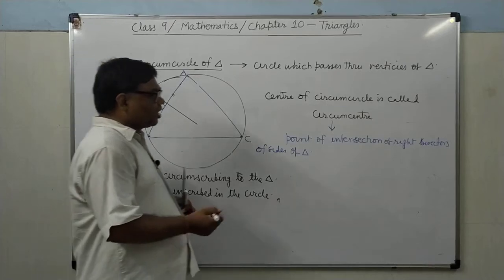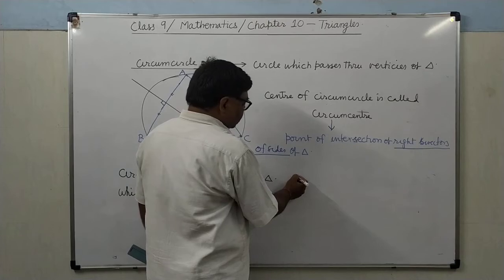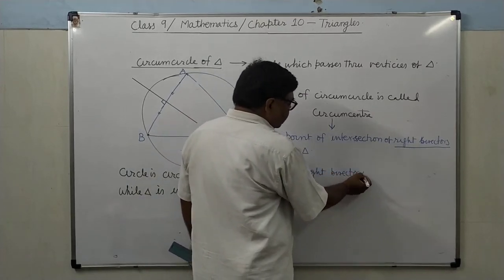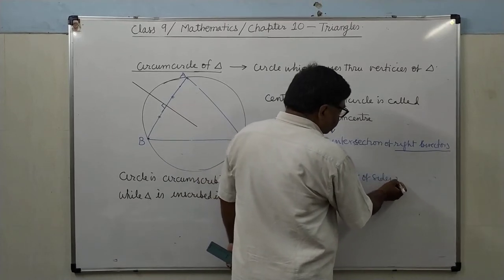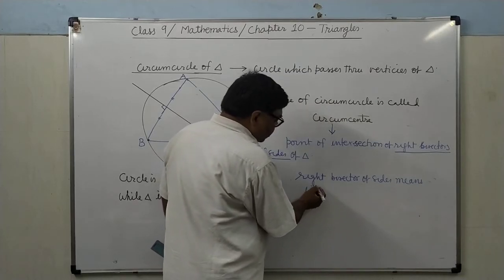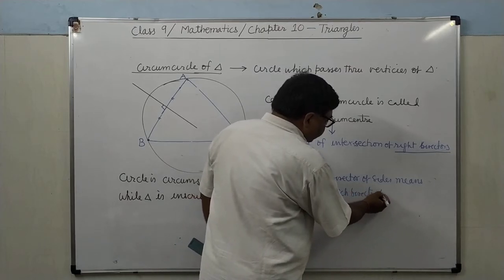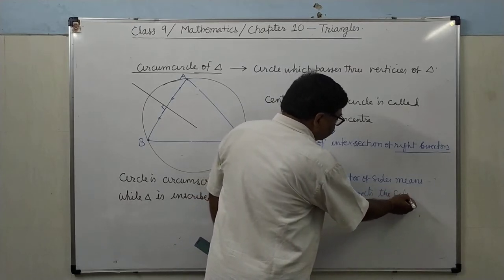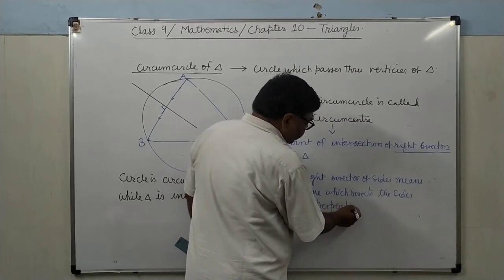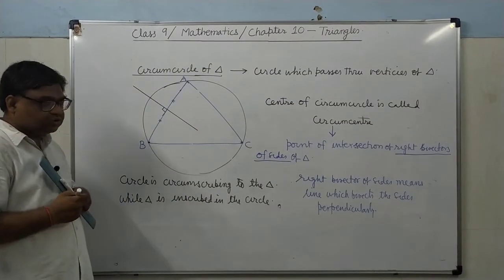Now what is the right bisector of sides? Right bisector of sides means the line which bisects the sides perpendicularly, which bisects the sides perpendicularly, that is known as right bisector.